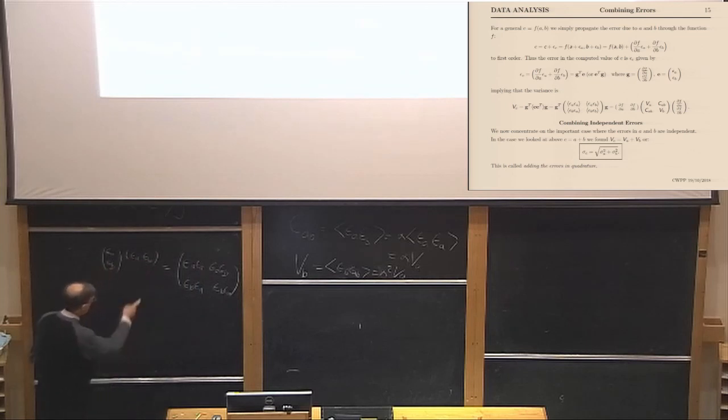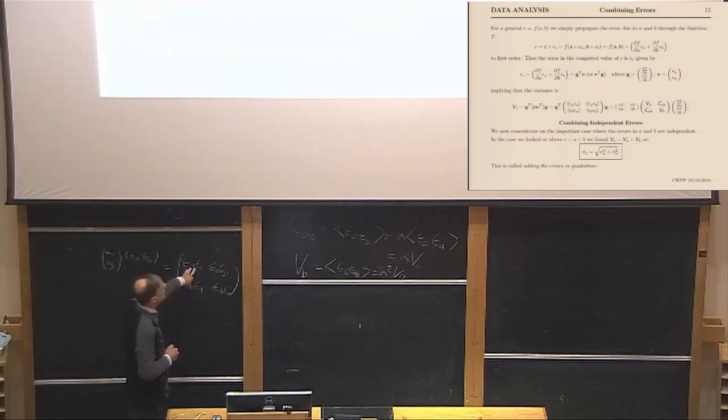We get that matrix, and then in order to find the variance, we need the average of that. You can see that the average of this element here is the variance of A, the average of this element here is the variance of B, and the average of these are the covariances. So what we've ended up with is the general result for computing the variance in a function of two variables, and this generalizes to any number of variables in a perfectly obvious way.